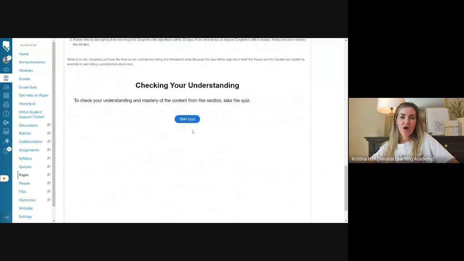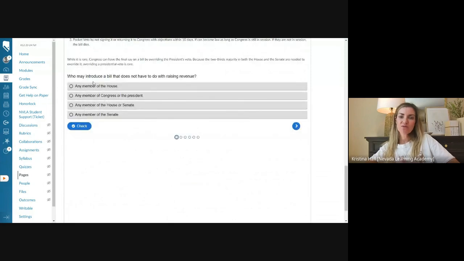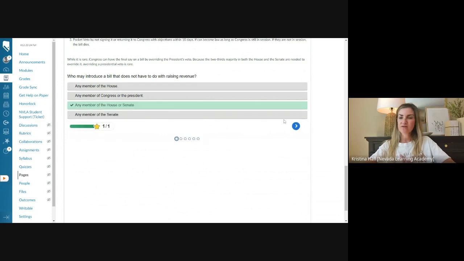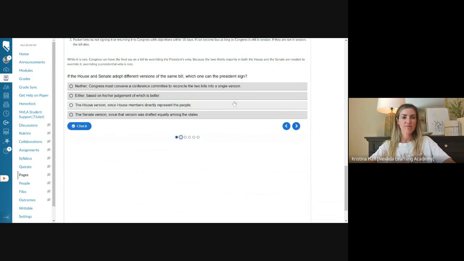Let's look at our checking for understanding, and then we will do our primary source and we'll be done. Who may introduce a bill that does not have anything to do with raising revenue? That could be anyone, any member of the House or the Senate, so either branch or chamber.